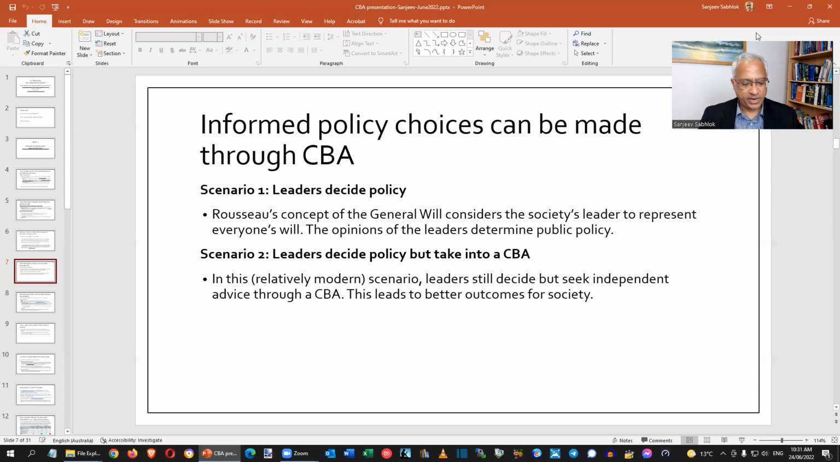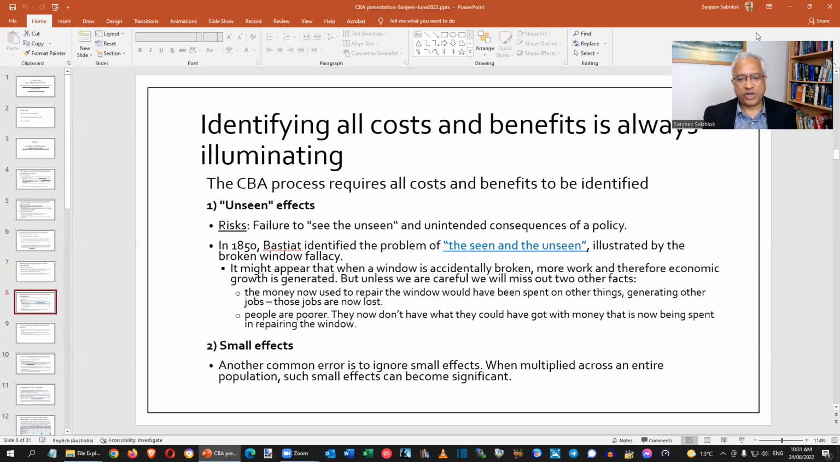Somebody independent, generally led by an economist, will conduct the cost-benefit analysis. And this is, I will argue, a much better way to get good public policy for the greater good. One of the most interesting things, which the average person is not familiar with, is that probably the most significant single item in the cost-benefit analysis process is basically identifying all the costs and all the benefits.